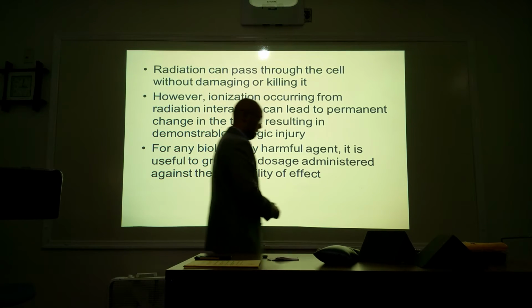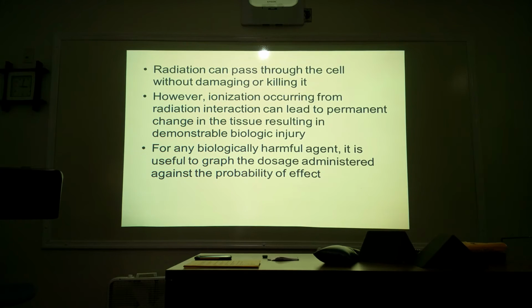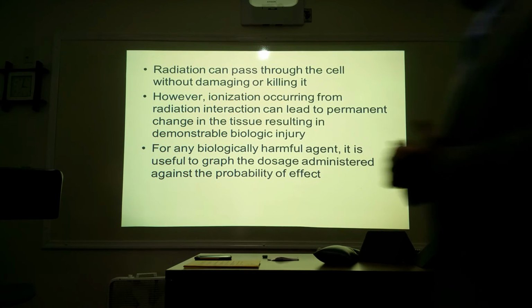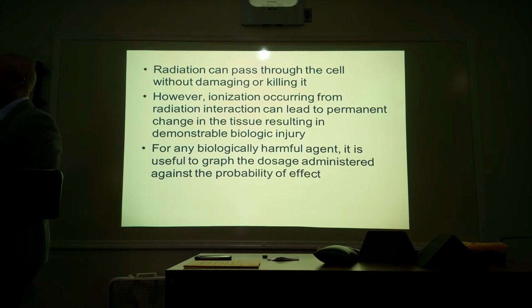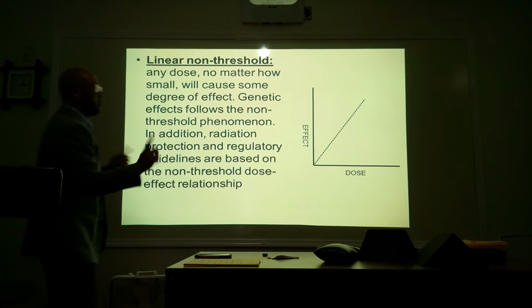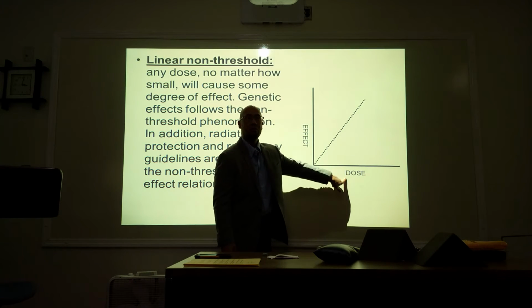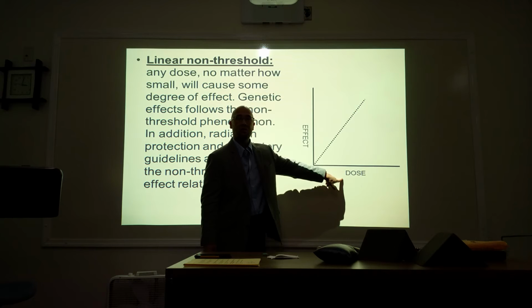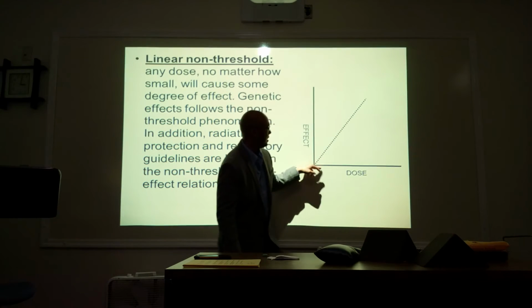What I'm going to be showing you now is a graph that demonstrates the effects in relation to the amount of dose that an individual is receiving. So we're going to graph effect in relation to radiation dose. It's a very simple graph. What I'm going to show you here is what's known as the linear non-threshold. Again, what we're comparing here is dose and the effect of that dose. This is the effect. This is the dose.